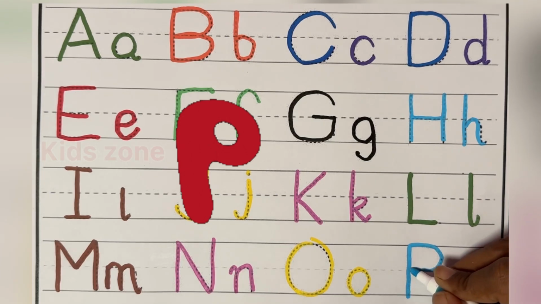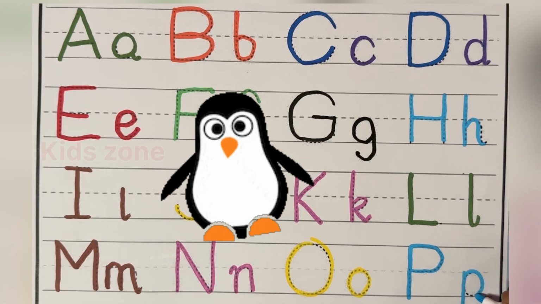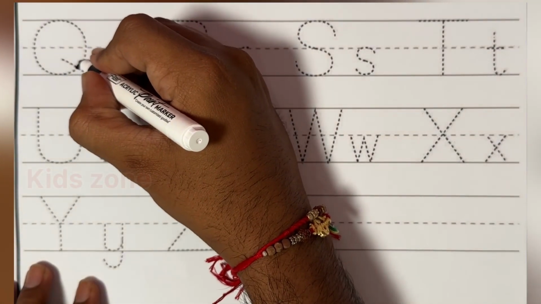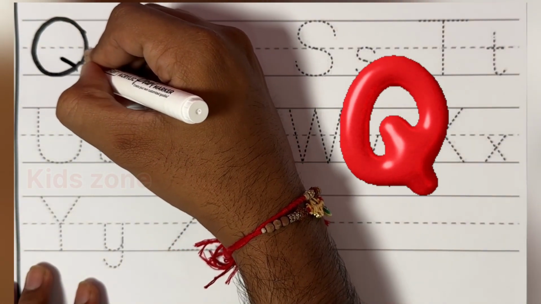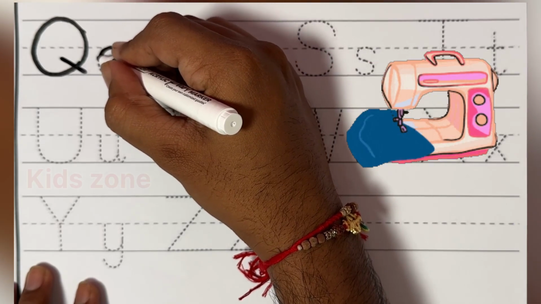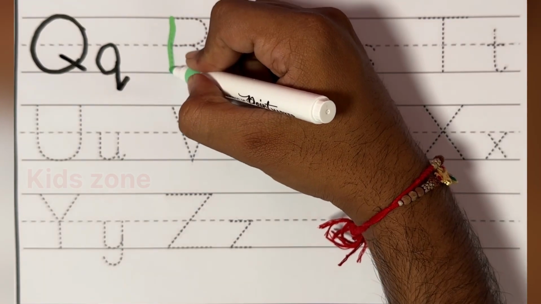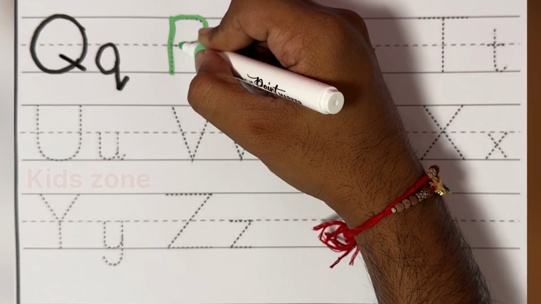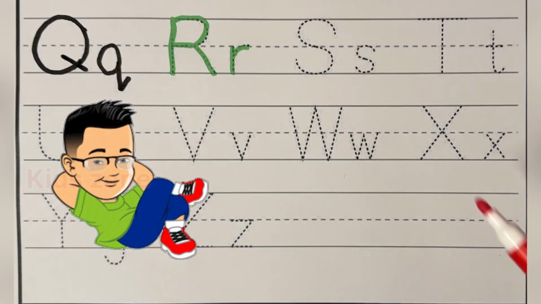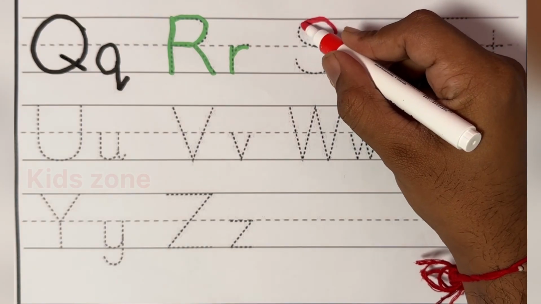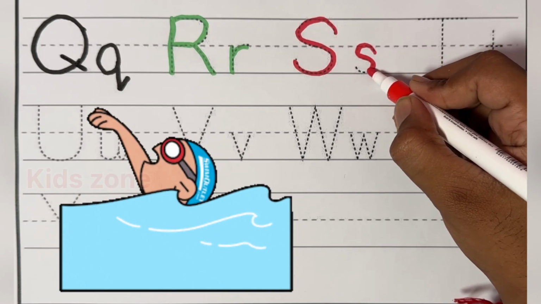P for penguin. Q for quilt. R for rest. S for swim.